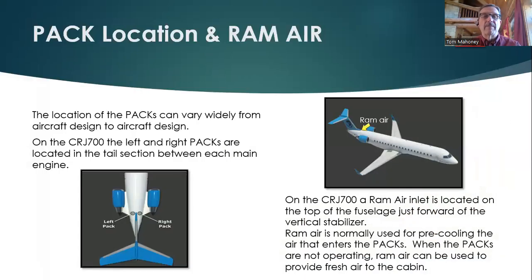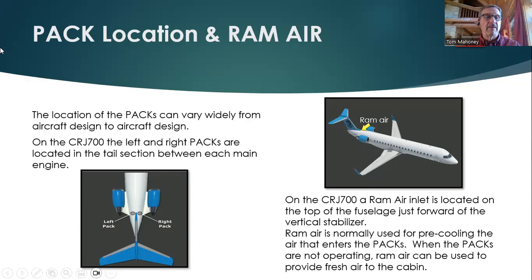Let's take a look at where the packs are located and a little discussion about ram air. The location of the packs can vary widely from one aircraft design to another. On the CRJ700, the packs are actually located in the aft portion of the tail section between the 2 engines. Of course, that's where you'd want them because you're wanting to pump bleed air to them. The shortest distance is right at the engines, right?